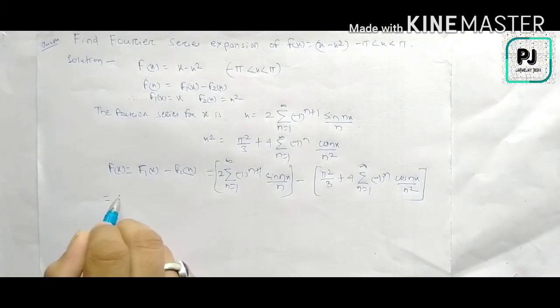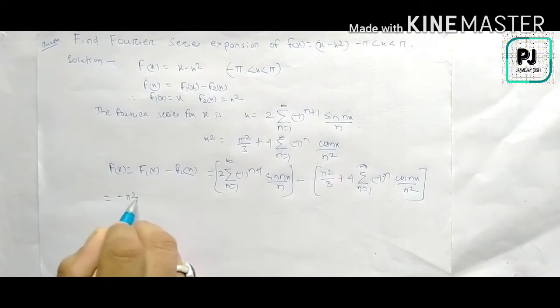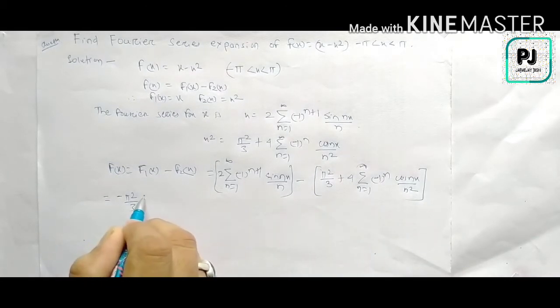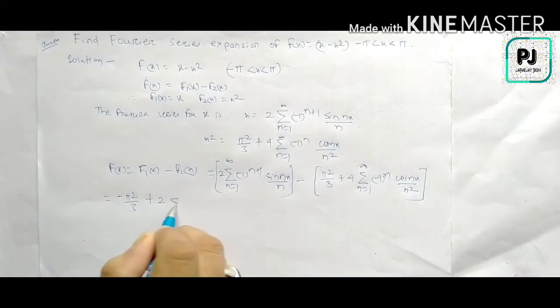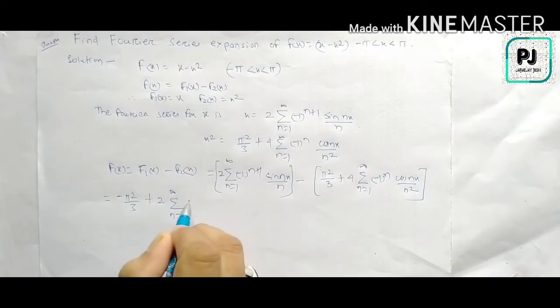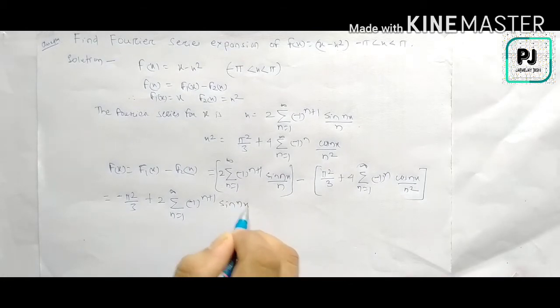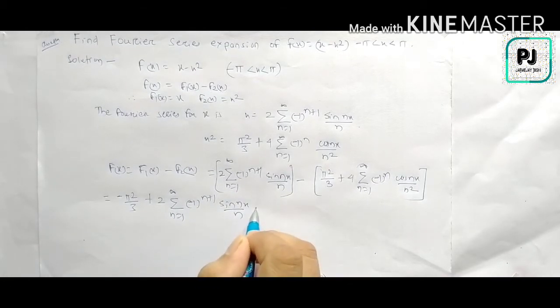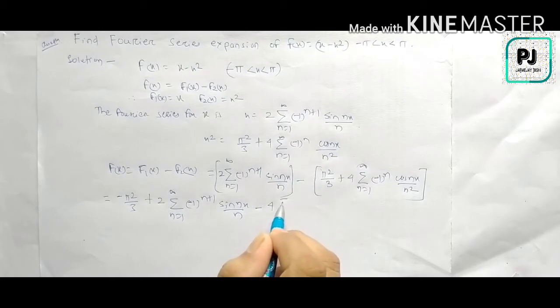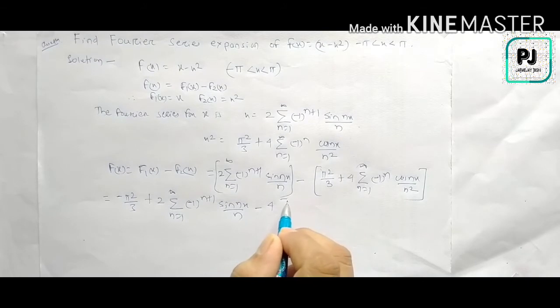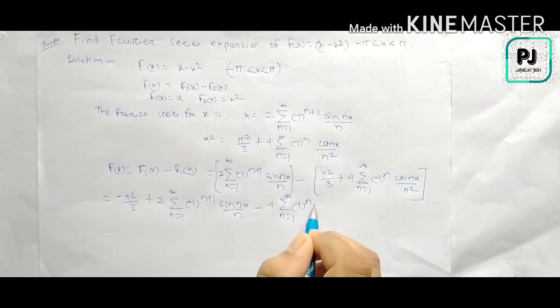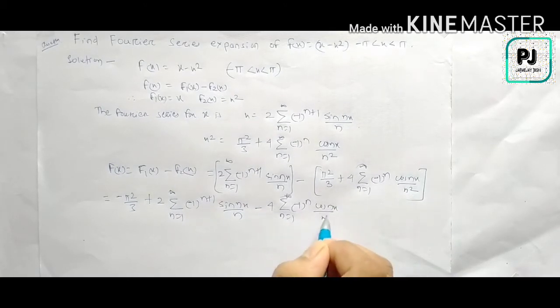Now we can open the bracket: minus pi square by 3 plus 2 summation n equals 1 to infinity of (-1)^(n+1) sin nx divided by n, minus 4 into summation n equals 1 to infinity of (-1)^n cos nx by n square.